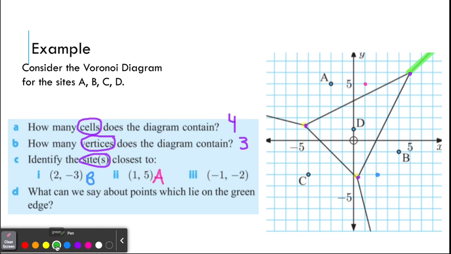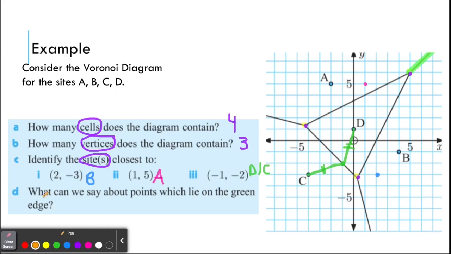And then our final one, negative 1 and negative 2. Now, negative 1 and negative 2 is on the perpendicular bisector between C and D. So since it's on the perpendicular bisector, that means that these two distances are exactly the same. So for point negative 1, negative 2, there are two sites that are the closest. D and C are equally as close to this point.